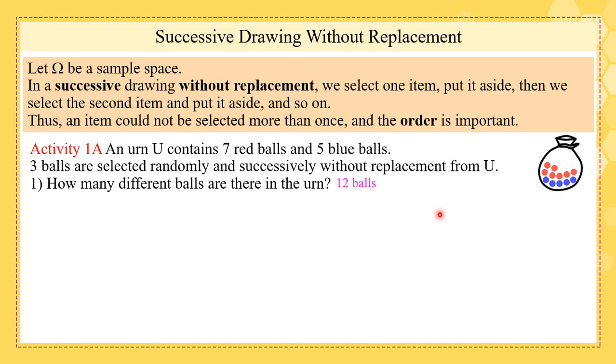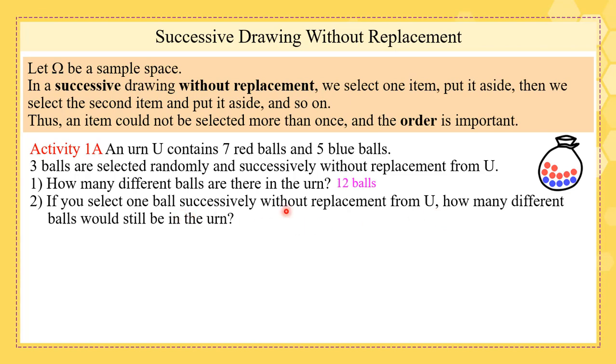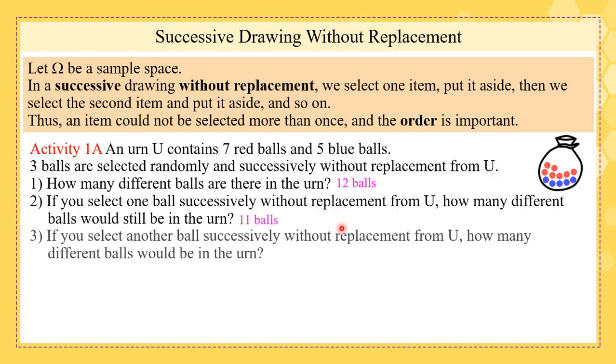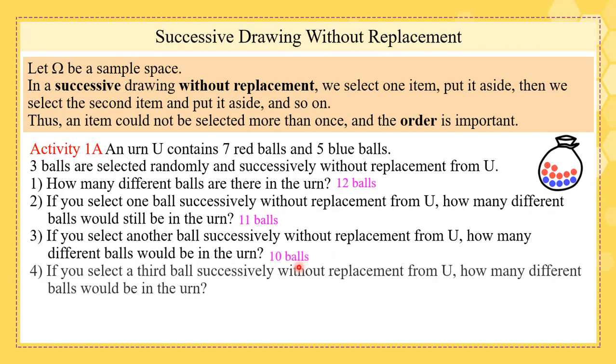In fact, we have 12 balls. If you select one ball successively without replacement from U, how many different balls would still be in the urn? So in case we choose one ball from the urn and we put it aside, we're going to have 11 balls. And if you select another ball successively without replacement from U, how many different balls would be in the urn? In fact, we're going to have 10 balls, and if we select a third ball, we're going to have 9 balls. So whenever we select a ball, we look at its color and then we put it aside.